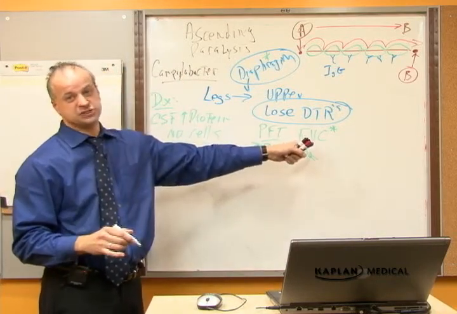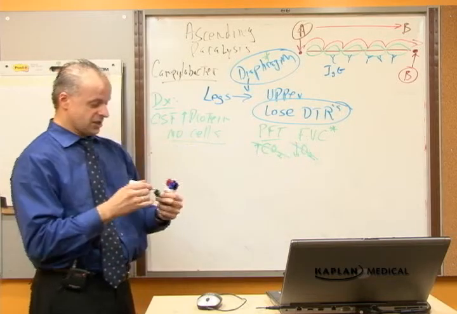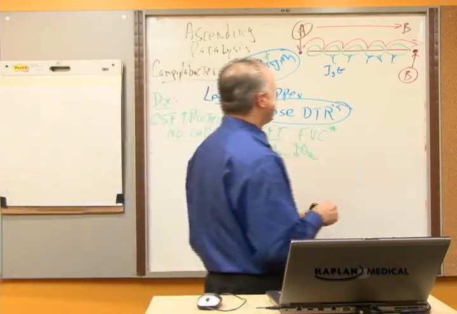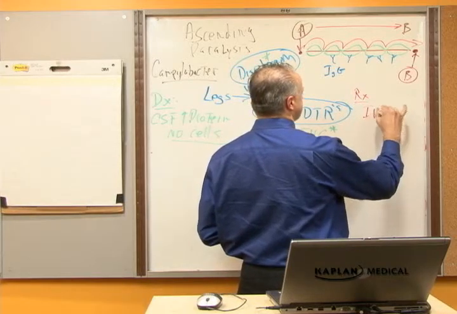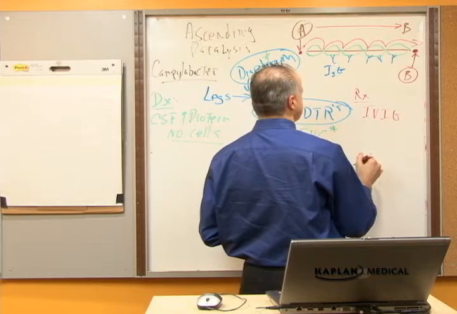Forced vital capacity tells me who needs to go to the ICU and be intubated. The treatment for Guillain-Barré cannot be explained. Why it is that intravenous immunoglobulins works is not clear.